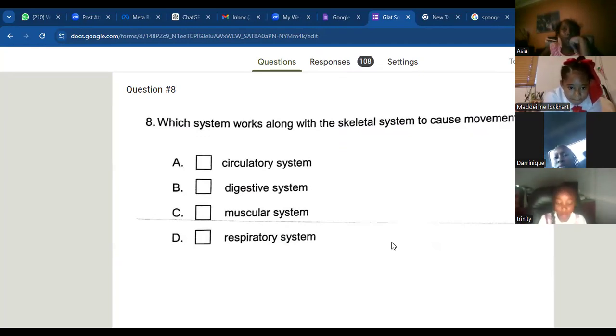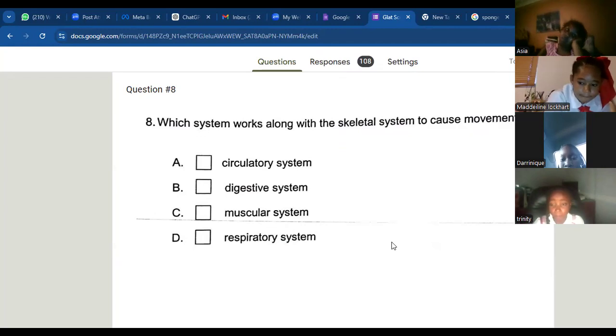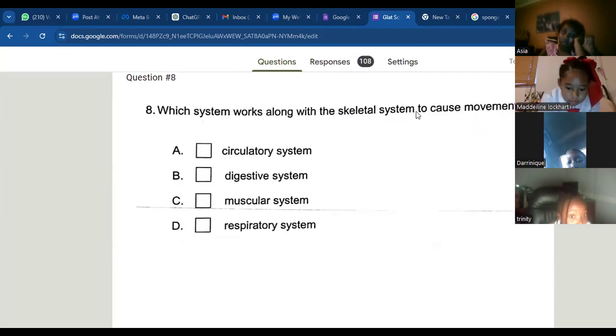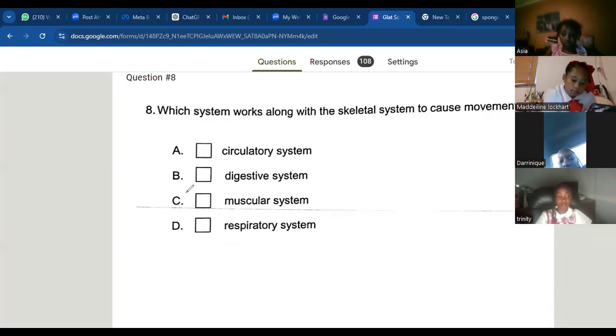Thank you, Trinity, Daranique, Alora, Braden, Asia, Maya, Najara. What did y'all put for this one? I put A. Put A. A? Really? The system that works with the skeletal system to cause movement. Oh, I put C. I mean C, the muscular system. Yes, the muscular system. I didn't read that properly.